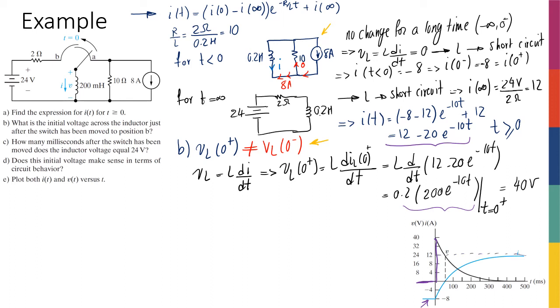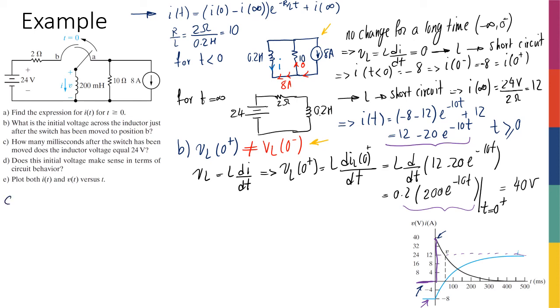You can see that. Okay, so now we saw voltage, we have the current. Now part C asks how many milliseconds after the switch has been moved, after t equal to 0, does the inductor voltage equal 24 volts, right? Well, this is really a math kind of question. It has nothing to do with the circuit. So it's asking, we know that the voltage jumps from 0 to 40 volts at time 0, and then after that, it's a decaying exponential. So at what time are we going to get to 24 volts? Well, just do the math.